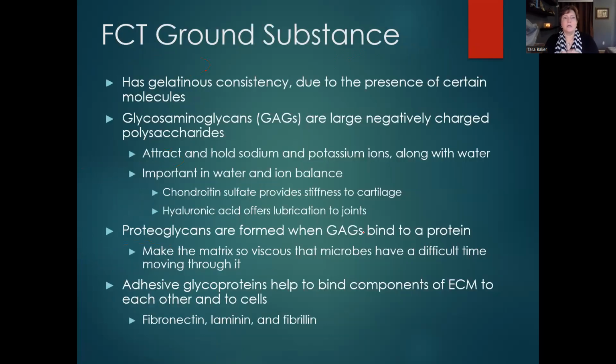So let's talk about ground substance. Ground substance is the fluid that's put out around the fibers, and it's gelatinous. It can be very thick, or it can be very thin, depending on what kind of proteins and molecules are there. The two common molecules that make up ground substance in these fibrous connective tissues are glycosaminoglycans, or GAGs, which are polysaccharides. So they're sugary, they're like starch.